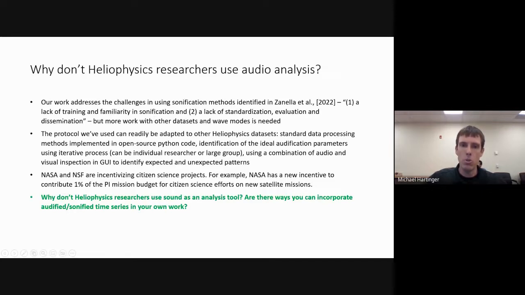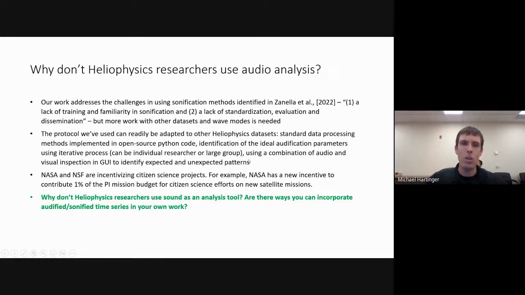So we're trying to address this with what we're doing, developing this protocol, these standard data processing tools, the process of trying to pick out the ideal audification parameters. So you're not just arbitrarily speeding something up. You're trying to figure out the best steps to do the audio processing, so that with your particular ear, you can pick out the patterns of interest. And of course, this GUI that can be adapted to other problems.